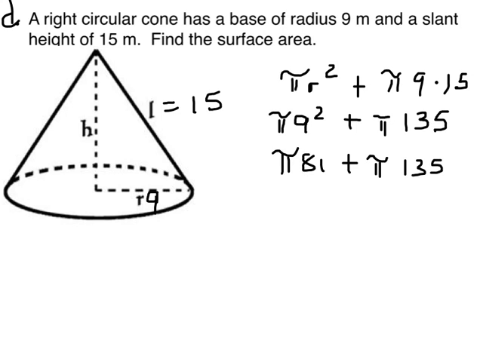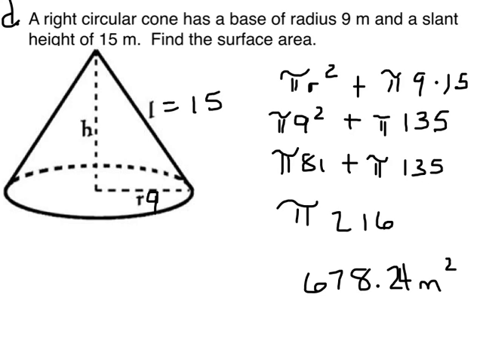So here we have 81 plus 135 is pi times 216. And then when you multiply that on your calculator, you will see that pi times 216 equals 678.24 meters squared. All right, good job.